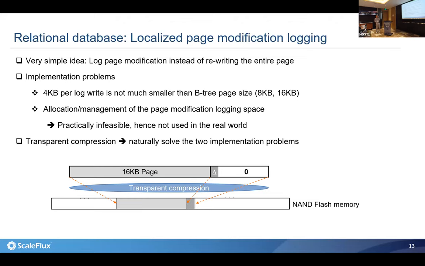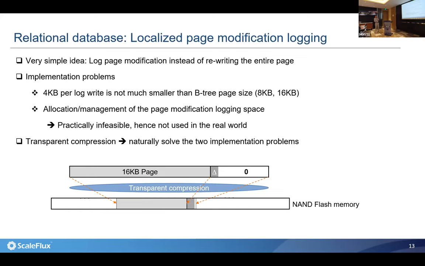Another problem is that the allocation and management of the page modification logging space is complex. So in theory, it is possible, but in practice, no one used it. But with built-in transparent compression, we can naturally solve these two problems at once.